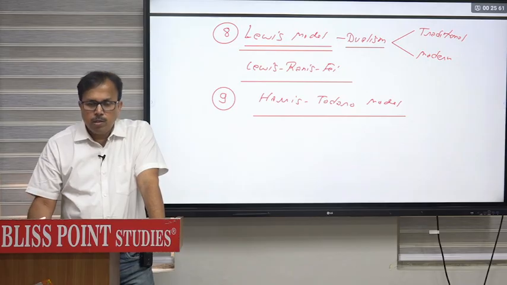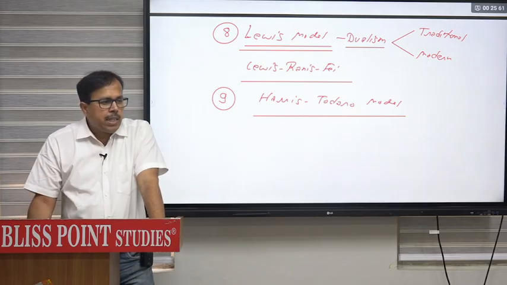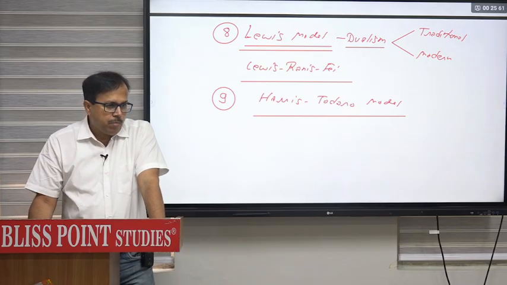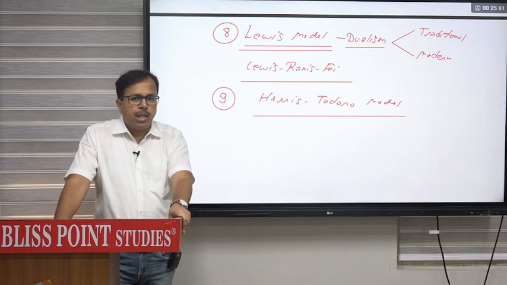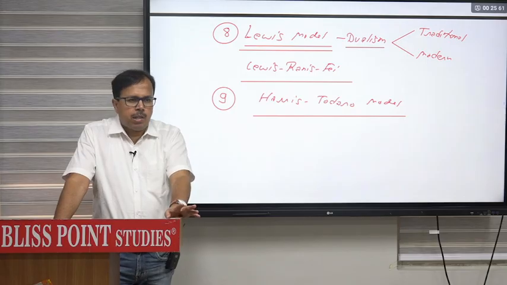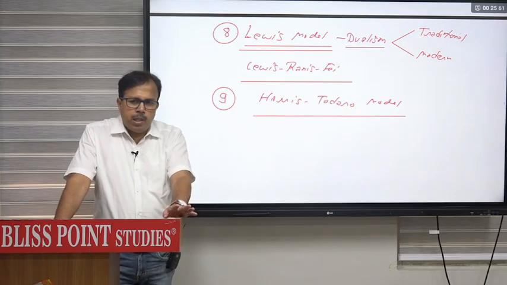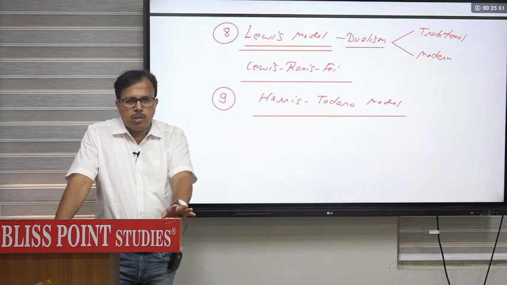Harris-Todaro model. This is the classical theory of rural-urban migration. So it will focus on that part. Remember, जितने भी मॉडल आप पढ़ते जाएंगे, each model will highlight one dimension of the growth process.